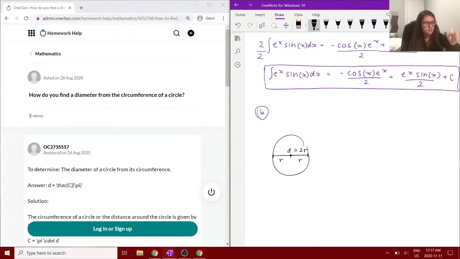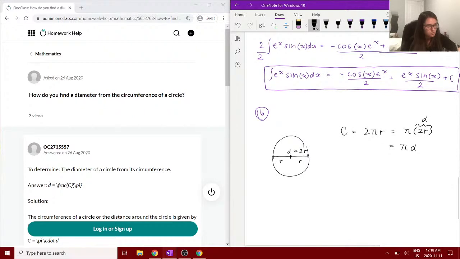Radius is the distance from the center of the circle to the edge, okay? And we also know that the circumference of a circle is equal to 2 pi r. Well, if you rewrite that as pi times 2r, right? Well, we know that 2r is the diameter, so circumference is pi times d. You might also see the circumference given in this form too, and that's also correct.